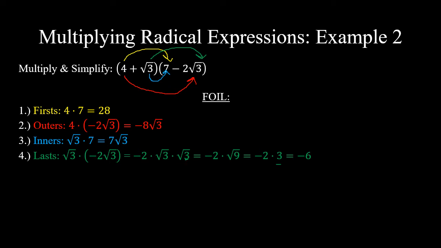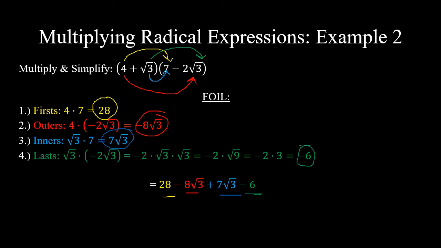All right. Okay, and so then we need to put all this together. So we have 28 from our first term, minus 8 square roots of 3, which came from our next term, plus 7 square roots of 3, which came from our next term, minus 6, which came from our last. All right, now we're just going to combine like terms. Well, I can combine these two, 28 minus 6. That's just going to give us a number, right? 28 minus 6 is 22.